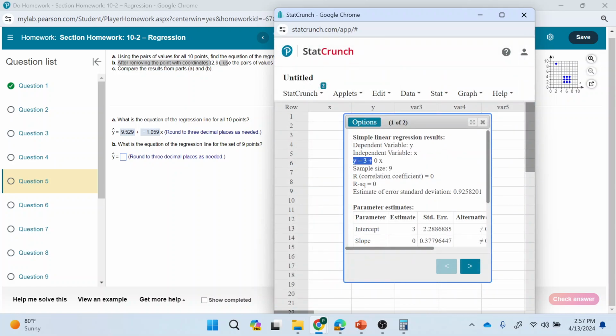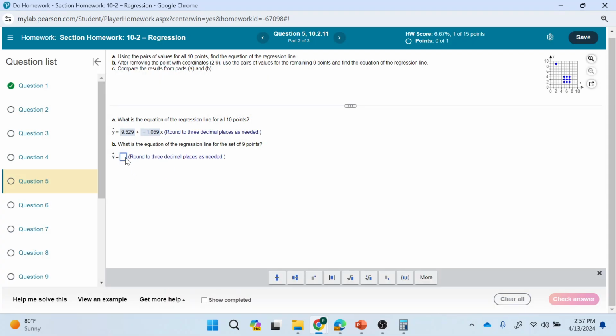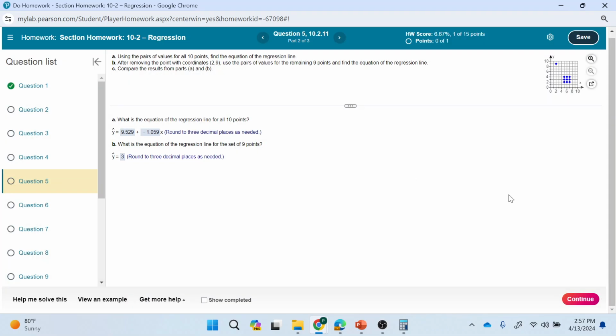Now this time the regression line is y equal to 3. If you don't have this point, y equal to 3 represents most of the data. So y equal to 3 is our regression line.